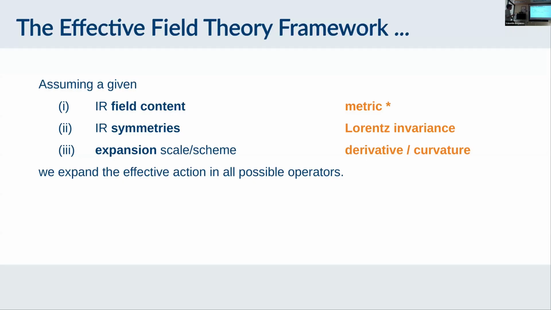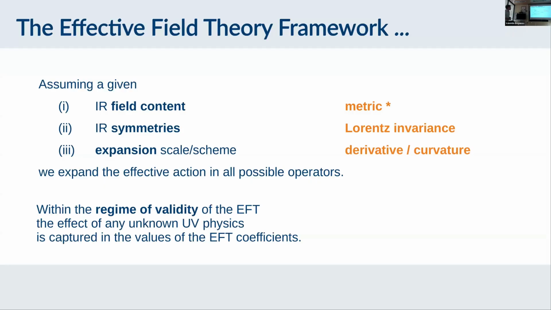And then that expansion defines a scale, right? And if your new physics is heavy with respect to that scale, then it's effectively integrated out, and its physics is captured by the coefficients in that expansion. So within the regime of validity of your effective theory, which just means that your higher order corrections are small compared to lower order, the effect of any unknown UV physics, because it comes from high energy, ultraviolet physics, is captured by the coefficients in that expansion.